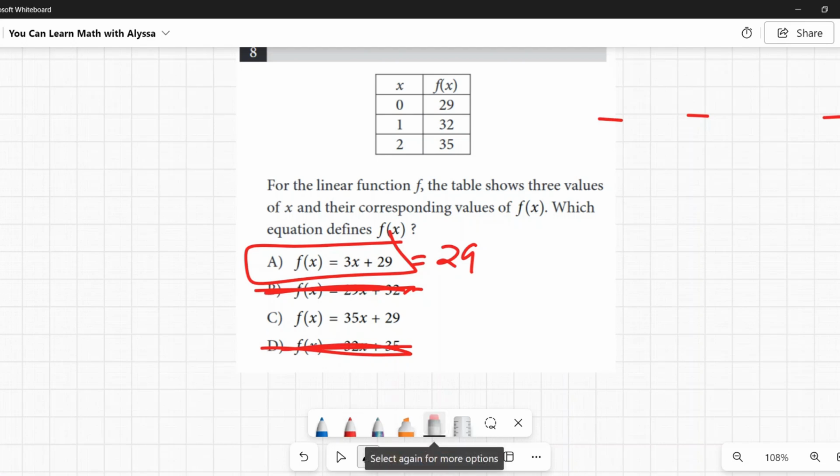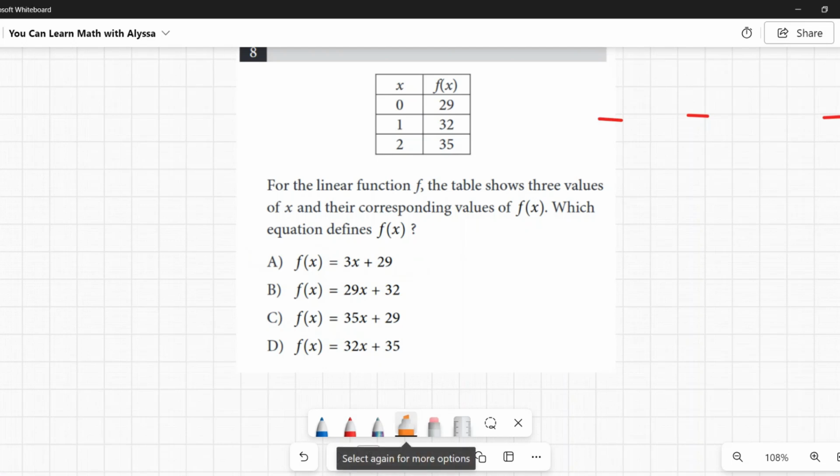Honestly, when I looked at this, I thought there was a mistake. As soon as I saw these huge numbers for x and these tiny little outputs, I didn't even hardly do any math. I just looked at 29 plus 32, 35 plus 29, 32 plus 35. I don't know what they were thinking, honestly, because it's nice for us who are taking the test. Why not give us one that's really straightforward?